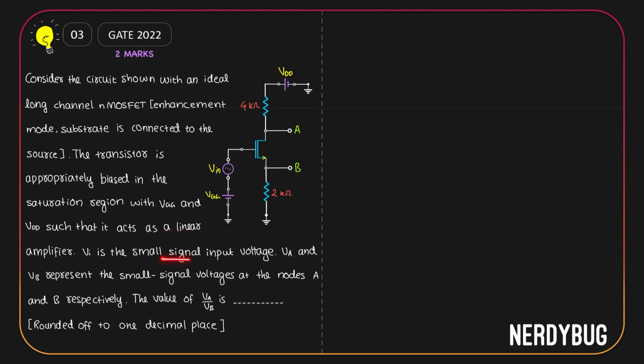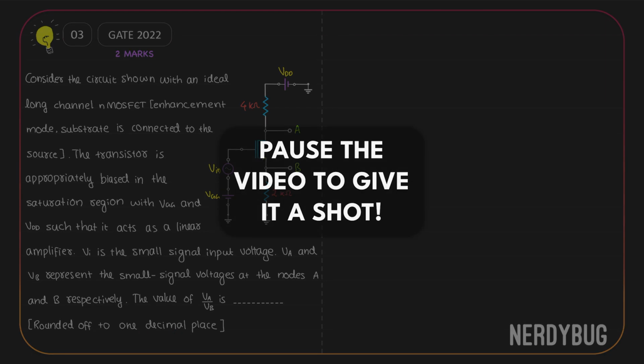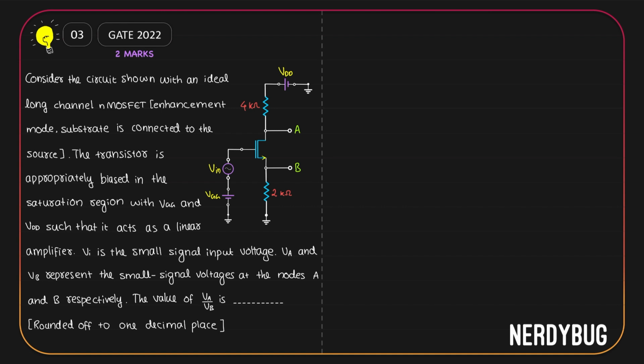Vi is the small signal input voltage. Va and Vb represent the small signal voltages at the nodes A and B respectively. From the figure we can see A is just the drain and B is the source. Now what we have to find out is the value of Va by Vb, rounded off to 1 decimal place. So the first thing we need to solve this problem is the small signal model.